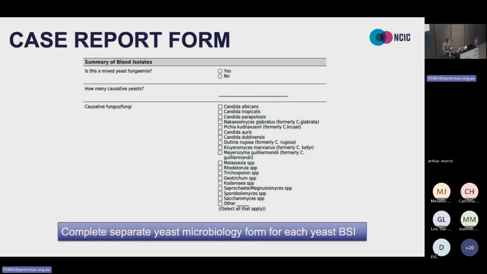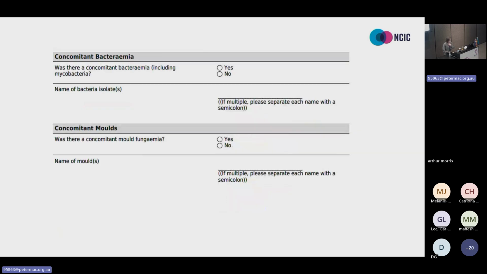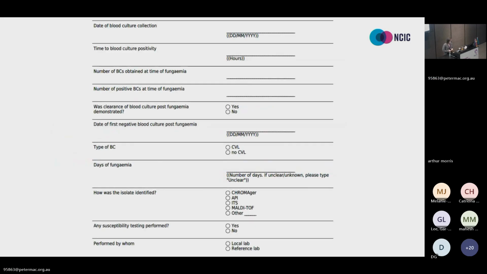And as I mentioned, a separate form will be able to be entered for each yeast. And we're interested in the first isolate of that yeast. And we also will just have a brief data collection about concomitant bacteremia. So was it E. coli plus the Candida albicans, for instance, would be interesting to know. Likewise, in the very unlikely event, but possible, that you might have a Candida plus a Fusarium, then you can also enter that as well.